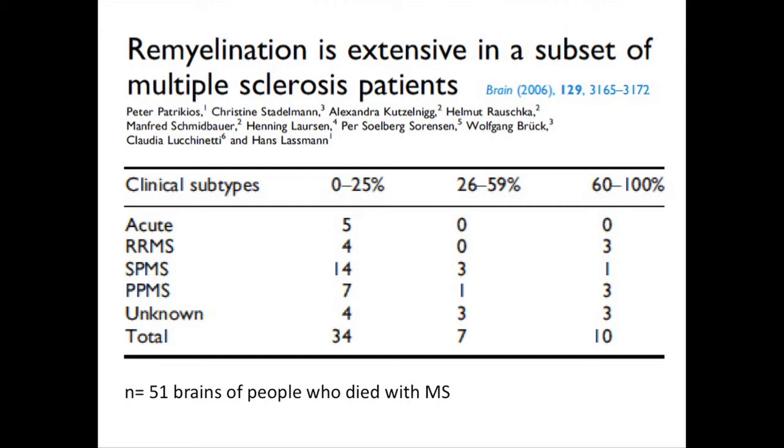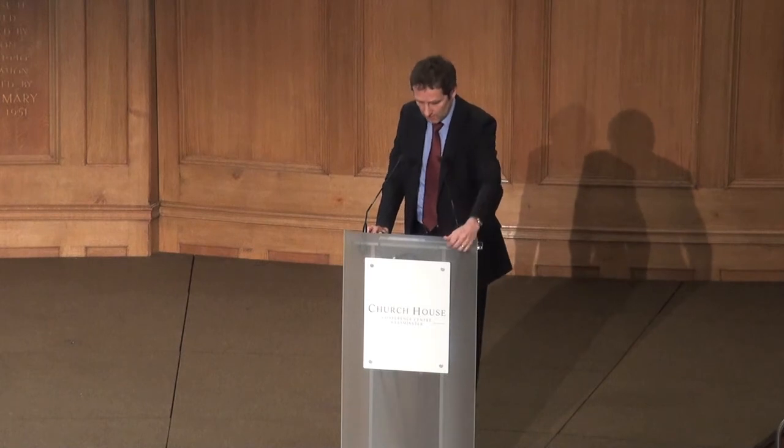About half of them had lesions, in 60 to 100% of their lesions, with signs of remyelination, and patients with primary progressive MS, whereas very few with secondary progressive MS. So suggesting that remyelination is something that happens more likely earlier on in the disease. And the failure of that may actually underlie disease progression.